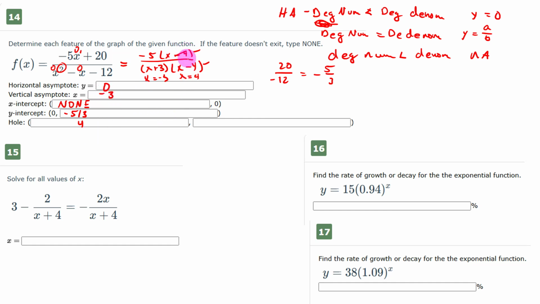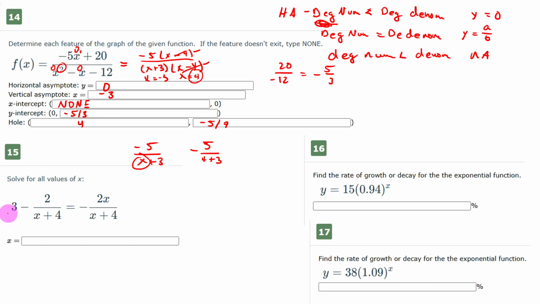So we cancel these out, and then you're going to plug in 4. Negative 5 over x plus 3. Now you plug in the value for the hole in there. So negative 5 over 4 plus 3. So we get negative 5 over 7.